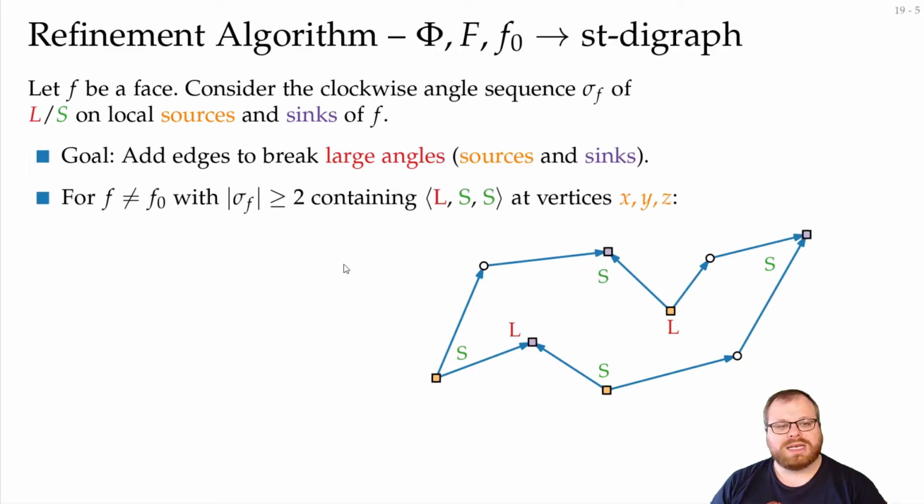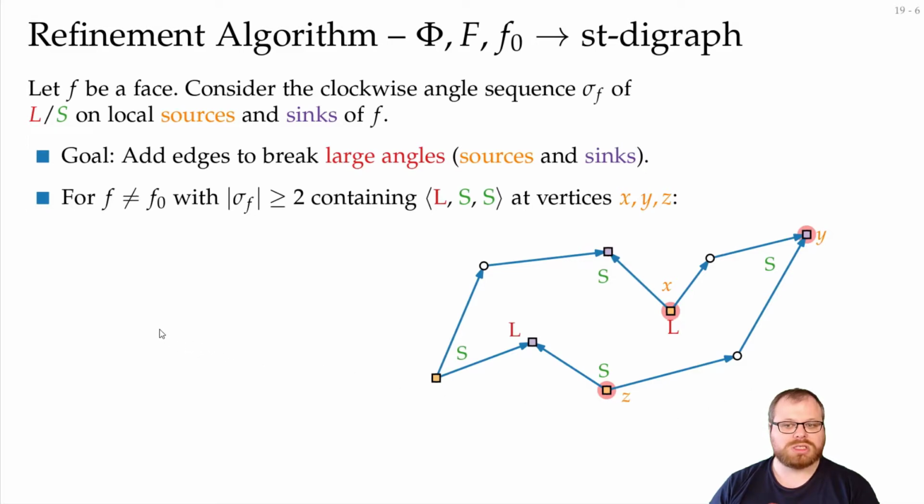So let's say we have our face, it's an interior face, and we have an angle sequence of at least 2. Then at some point it must contain an L. And there are more S's than L's, so at some point we must have this subsequence LSS. The only way to not get it is that for every S we have an L afterwards, but then we must have the same number of large and small angles, which we don't. So let's pick such a subsequence, for example here. We have 3 vertices, X with a large angle, Y and Z with the small angles.